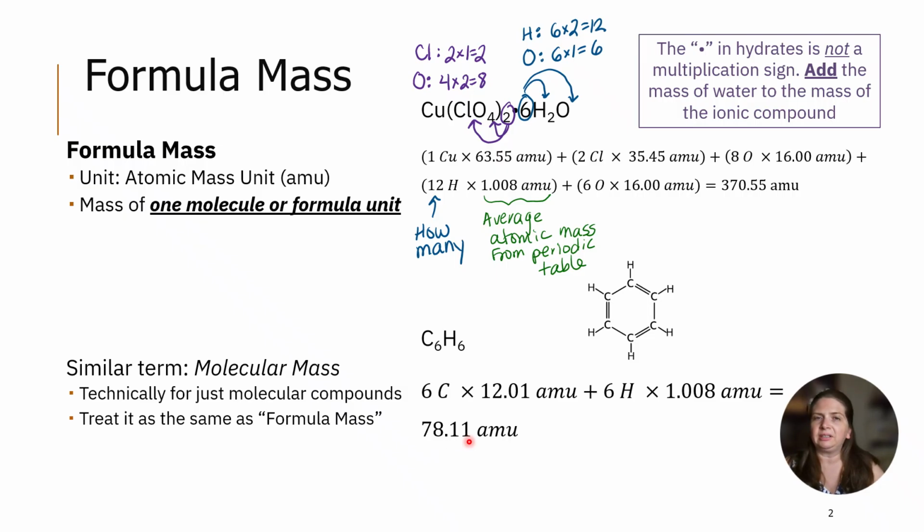Depending on the precision of the periodic table that you are using, your final answer may differ slightly in the digits after the decimal point. This is acceptable. However, do not round your formula mass values. Always keep at least 2 digits after the decimal point.